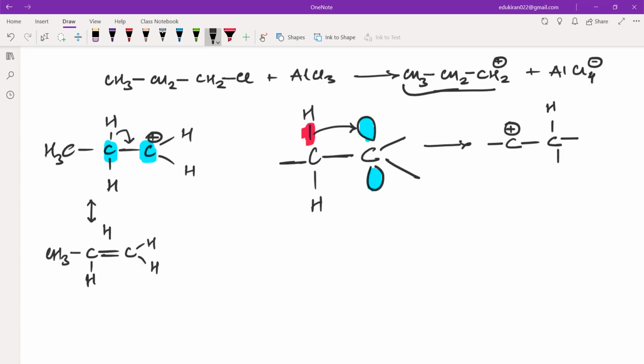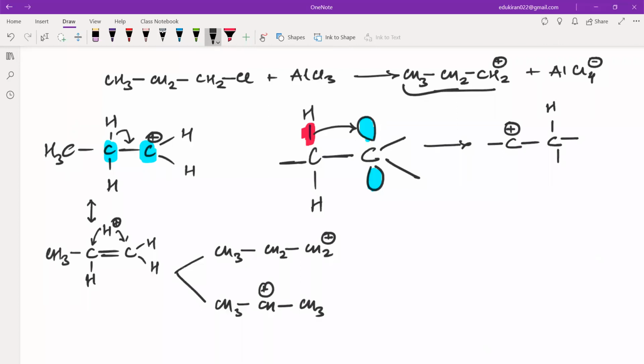Right, and here we have the H positive. Now the H positive can attack on these two carbon atoms. यहाँ पे भी attack कर सकता है, यहाँ पे भी attack कर सकता है, right? So we are going to get two products, CH3, CH2, CH2 positive, or I can get CH3, CH positive and CH3.